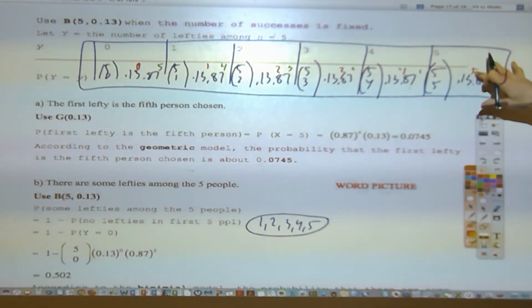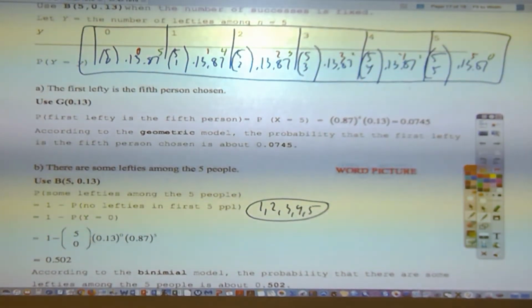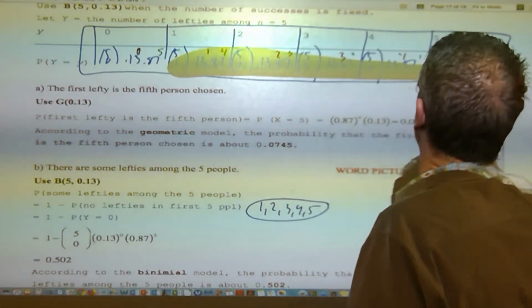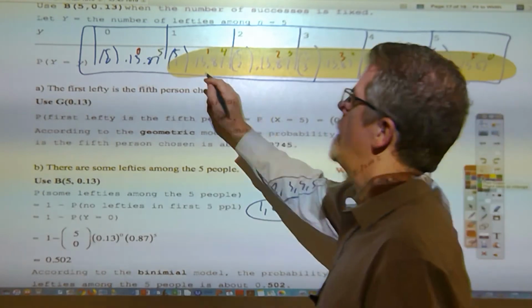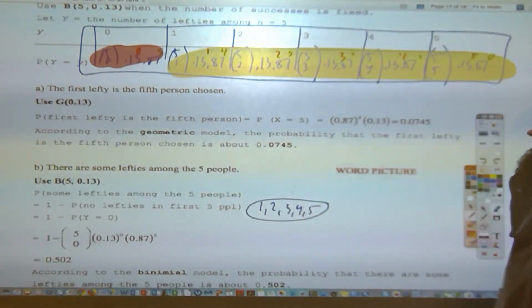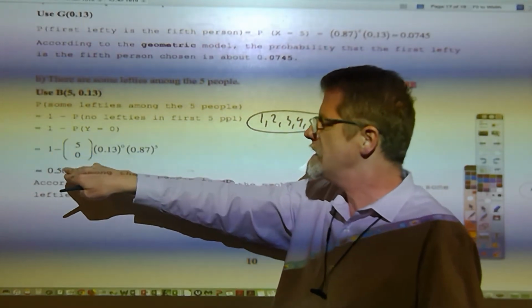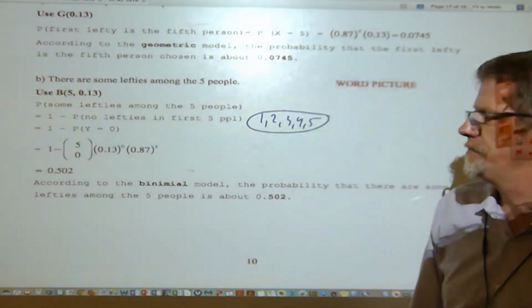So you're going to be expected to fill in those and then figure out the probability of one or more lefties. Why do all of this, all of those yellow boxes, when we can just take 1 minus the red box? And you can see that's what they did here. Just take 1 minus the k equals 0 box.